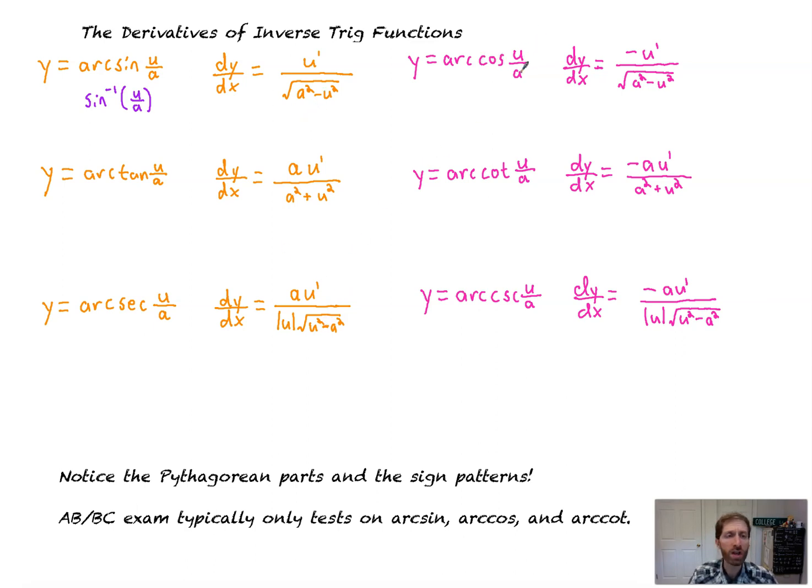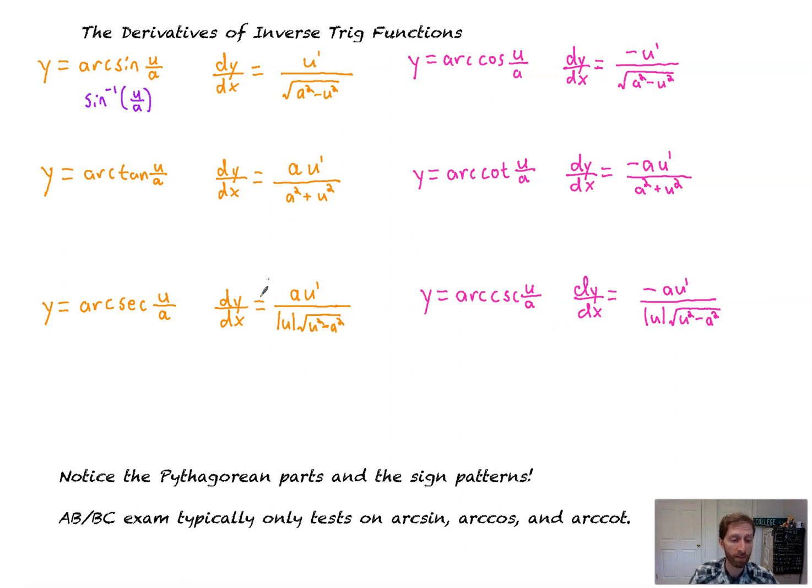Now, arc cosine is the same exact thing as arc sine, it's just the negative version of it, which makes sense. The derivative of cosine is negative sine, right? And that's not coincidence again. Arc cotangent of u over a is the same exact thing as arctan. Again, just the negative. And our cosecant, the same exact thing. So they're all the same as their counterparts. So you don't have to memorize these three, except for just know that they're the negative versions of their counterparts.